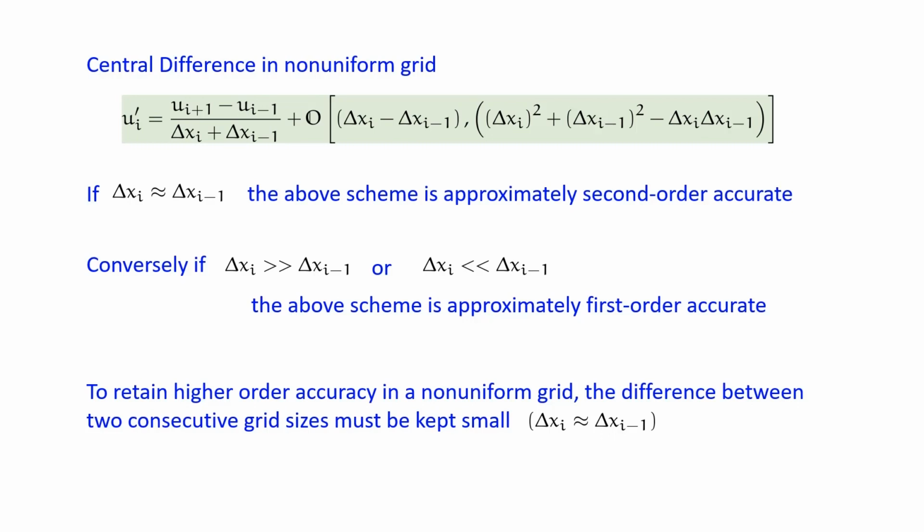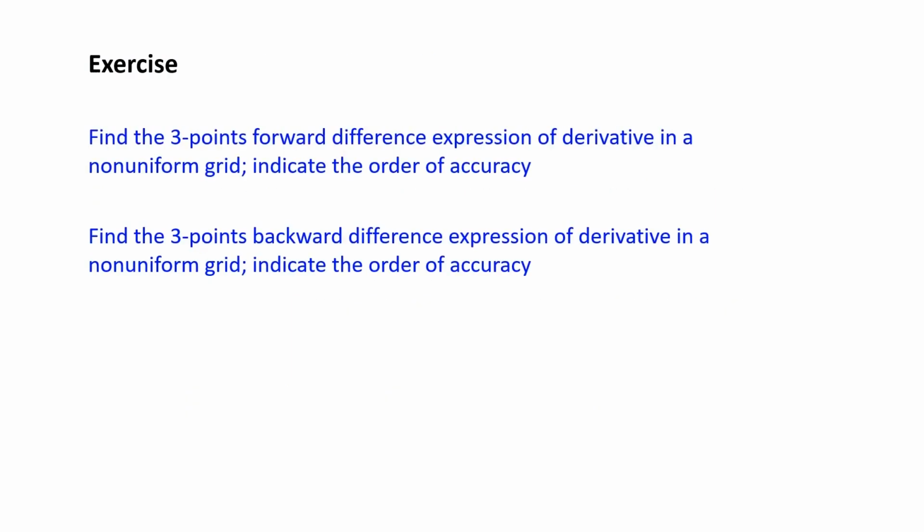In practice, we never increase consecutive grid more than 10% than the previous one. But that is just a thumb rule. But keep these consecutive grids as close to each other as possible. You will see many times people violate this and get results that are not very accurate. You can follow the procedure that we have described here and find the order of accuracy in a 3-point forward difference derivative and 3-point backward difference derivative, both in non-uniform grids. That's all for this lecture.